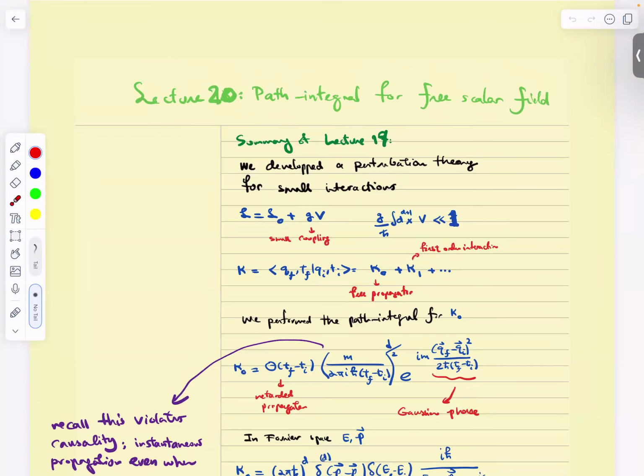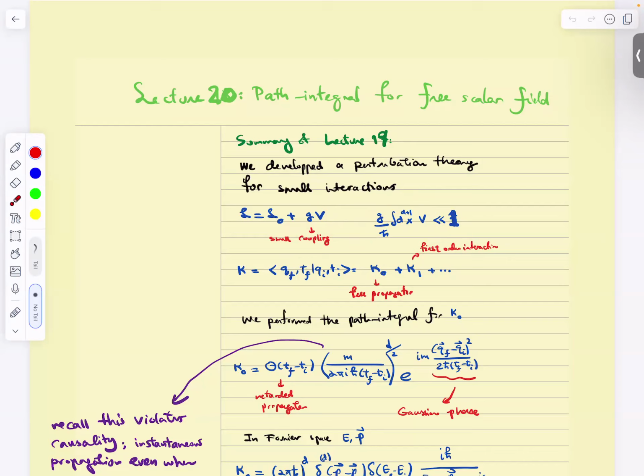Towards the end, we started developing a perturbation theory for small interactions. The thing that we pointed out: you take your free Lagrangian, you add to it some small coupling g times a potential V, right? It's not that g has to be small. What has to be small is the contribution of this term to the action, compared to the contribution of the free part of the action. That is the dimensionless parameter we're talking about. That's the perturbation theory. All right.